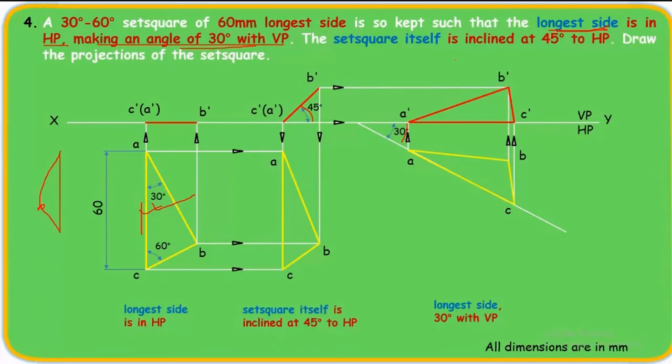And the set square itself is inclined, the whole set square itself. You can take an example of the set square which you have in your compass box, then solve it. Take your set square from your compass box and see how it looks. That's what you're drawing. In the final position, when it is inclined at 45 degrees to HP and 30 degrees to VP, this is how it looks to you. These are your front view and top views. These are your projections.